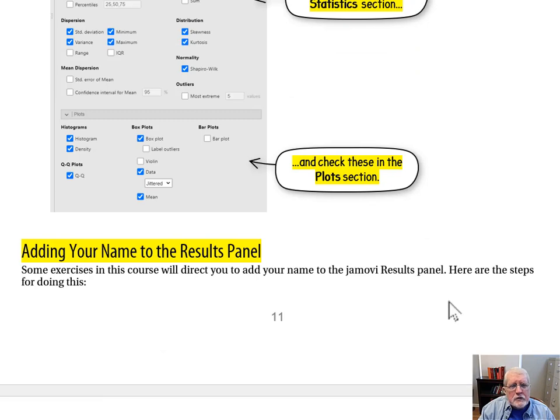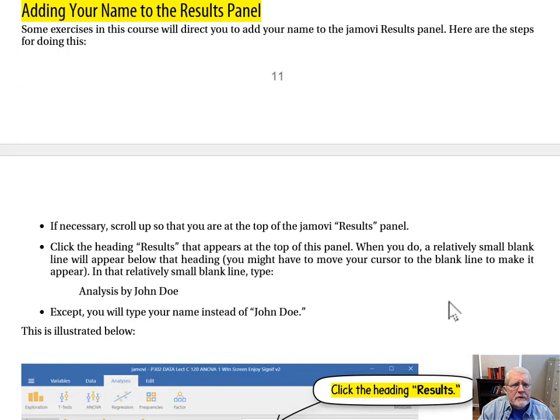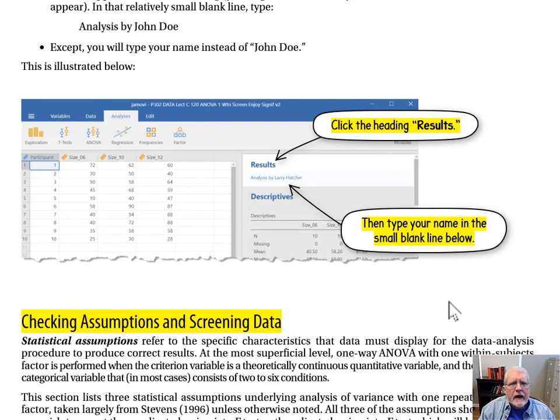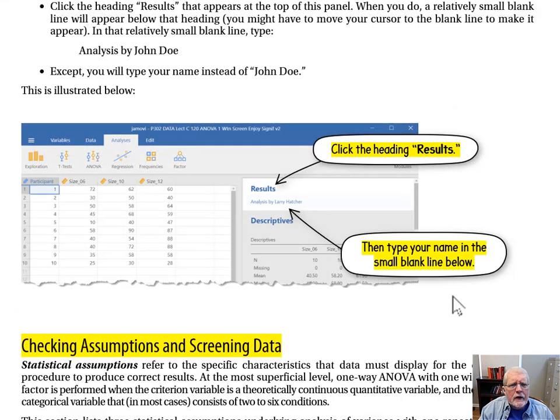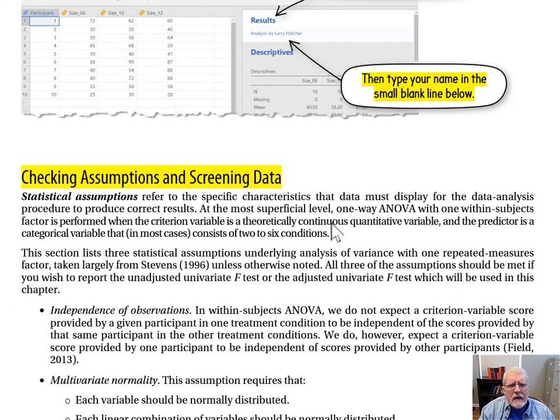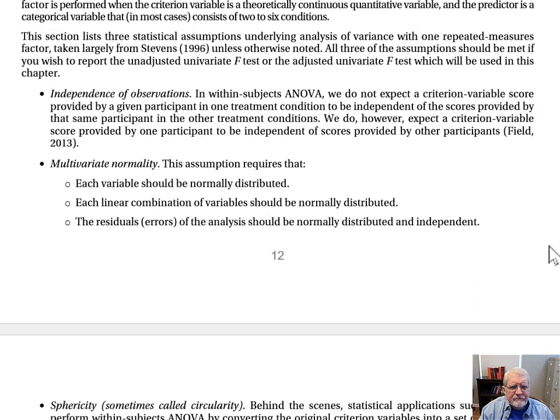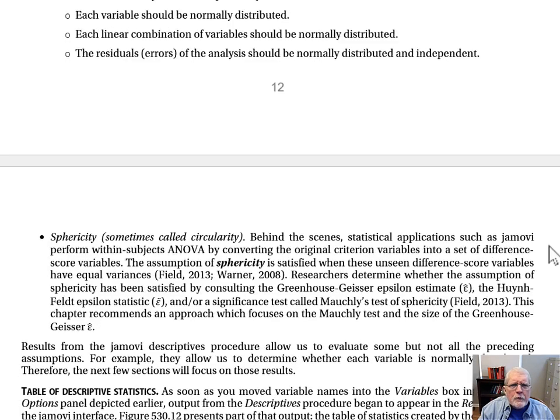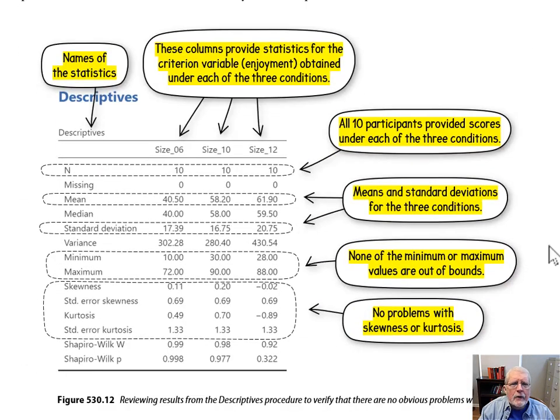Adding your name to the results panel. This is something that my students have been doing all semester long. The typical procedure: click the heading Results, and then in the teeny little line below the heading Results, type your name there so that your name will appear in the results panel once you've started doing your analyses. I am still on page 12. On page 12, halfway down, we begin a section on checking assumptions and screening data. I'm on page 13 now.